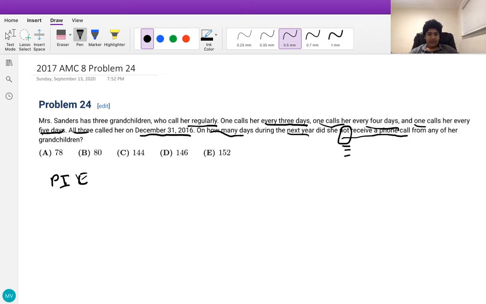So, to find the number of days she did not receive a phone call, we take the complement of this result and subtract it from the total number of days in a year. There are 365 days in the year, so the desired value, which I'll just call n, is equal to 365 minus the number of days on which she did get a call. I'm going to call this C, for call. Now, we can use the principle of inclusion-exclusion to find C.